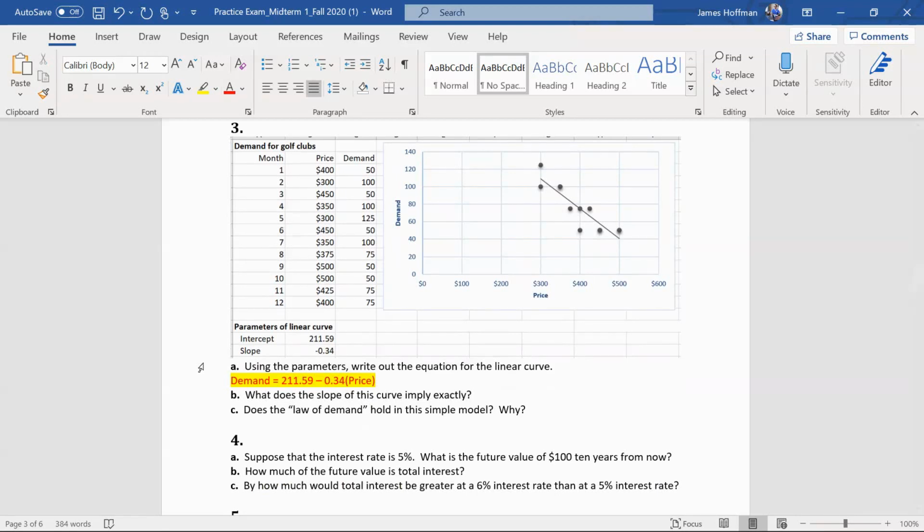Okay, what does the slope of this curve imply exactly? All you have to do is interpret what that negative 0.34 means, which is exactly the relationship of this linear effect.